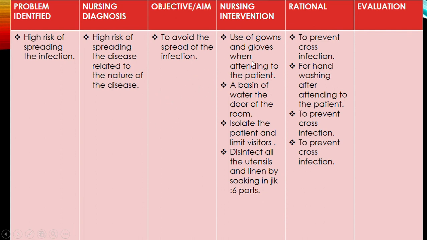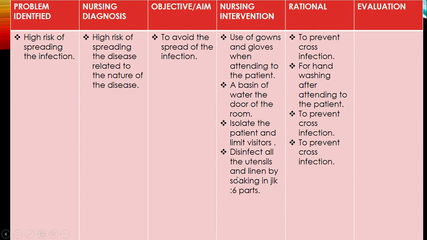Our interventions are that when we are attending to this patient, we are going to be putting on gowns and gloves. Why are we doing so? Because we want infection prevention. Then we should put a basin of water at the door of the room where the patient is, so that there will be hand washing after attending to the patient. Then we want to isolate this patient and limit the number of visitors. Why are we doing so? Because we want to prevent cross infection.